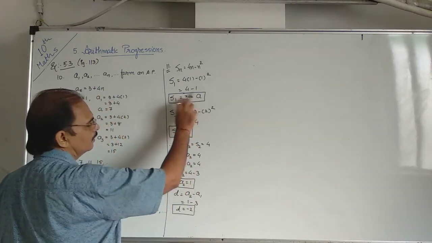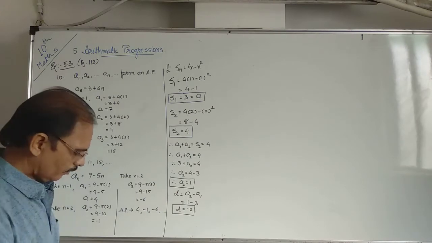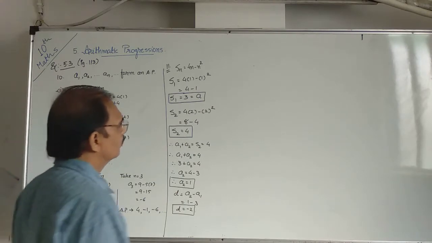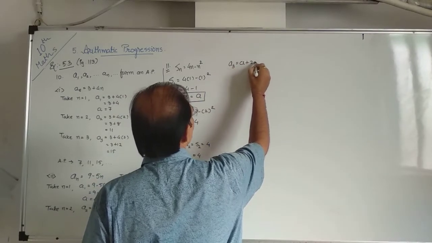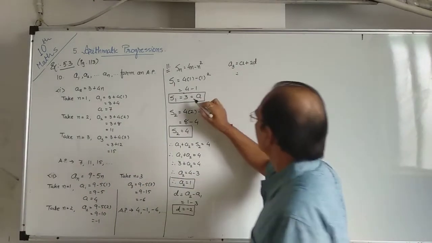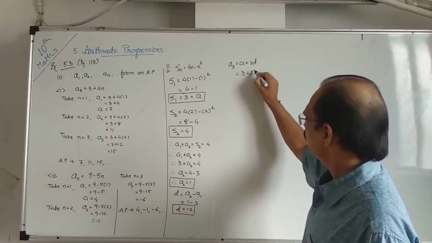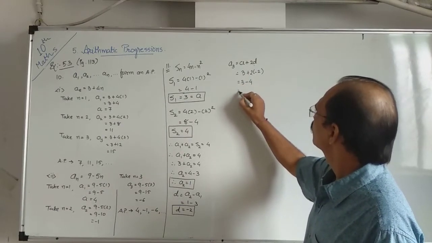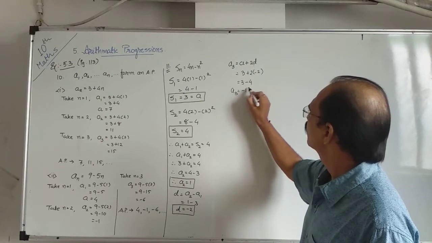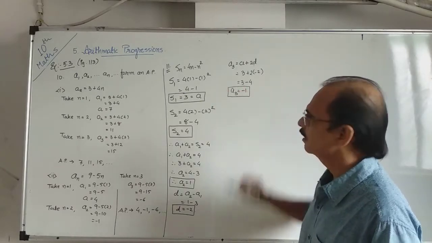Okay, we want to find the third term. Third term means A3 equals what? A plus 2D. First term A is 3, plus 2, and the difference is minus 2. 3 plus 2 times minus 2, minus 2 twos are minus 4. So A3 equals minus 1. Third term.